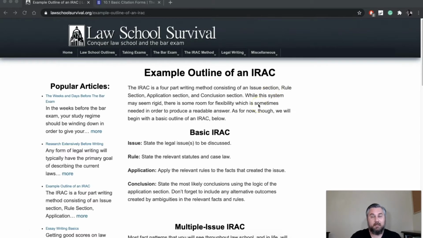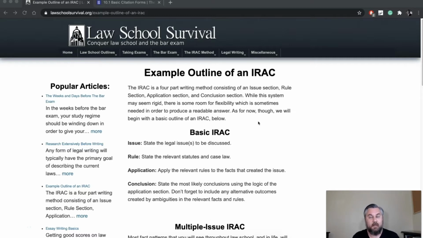IRAC, as I said, is all about issue, rule, analysis, and conclusion, or application is sometimes what the A stands for. There are other forms of IRAC too that might be modified slightly, but generally this is the approach that a lot of lawyers will take when they're actually advising clients and when they're trying to convince somebody to go along with their argument.